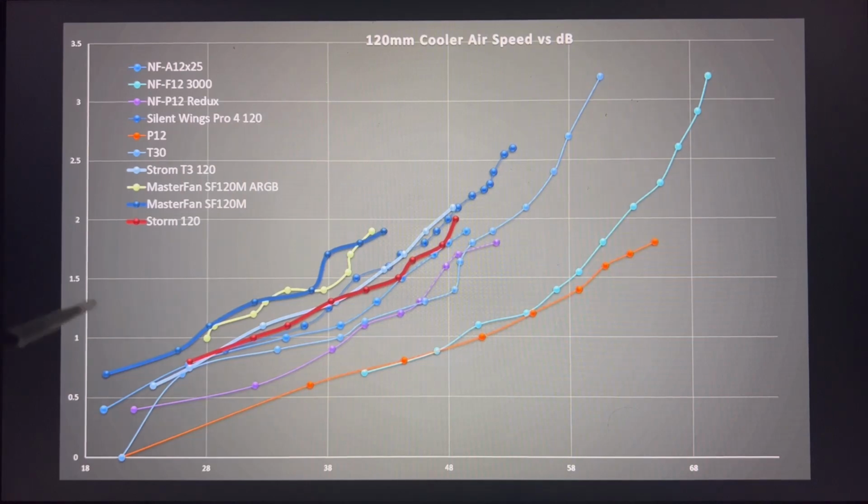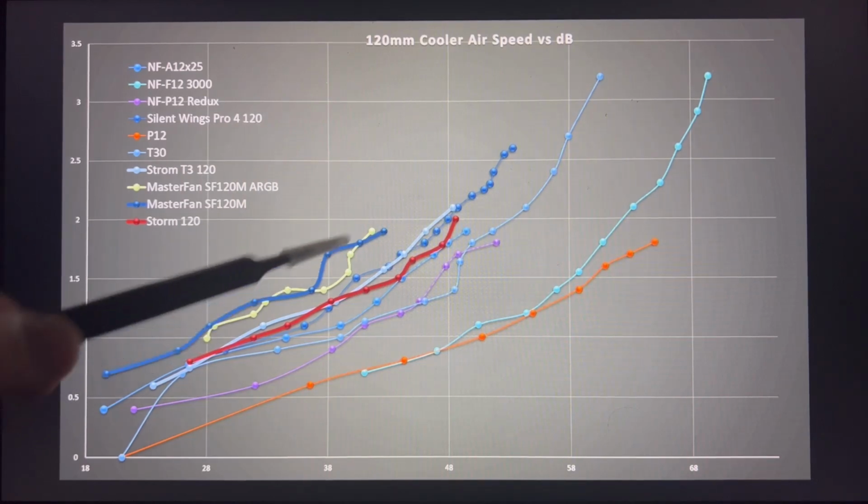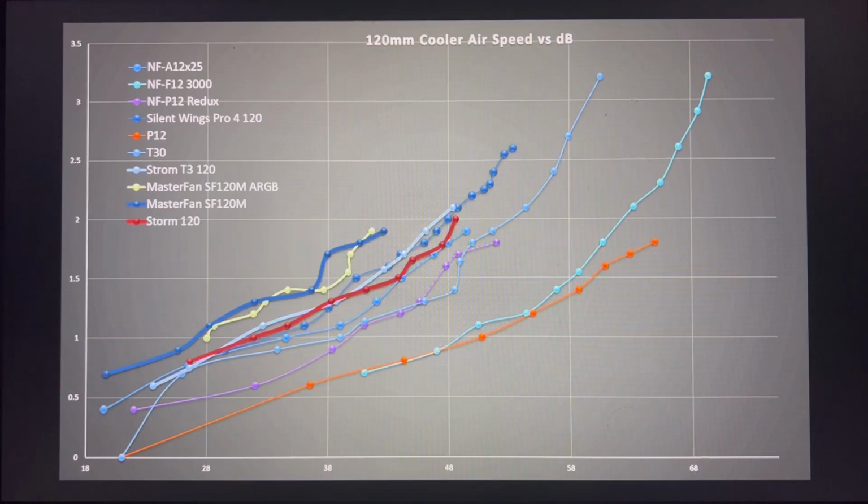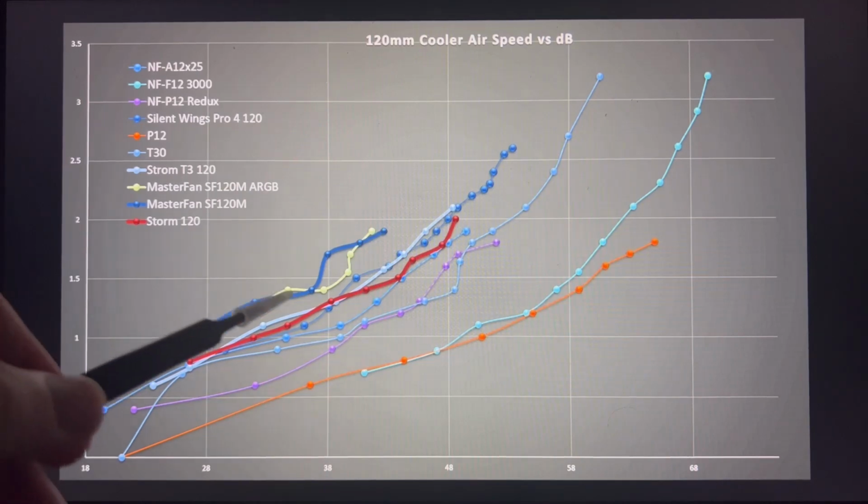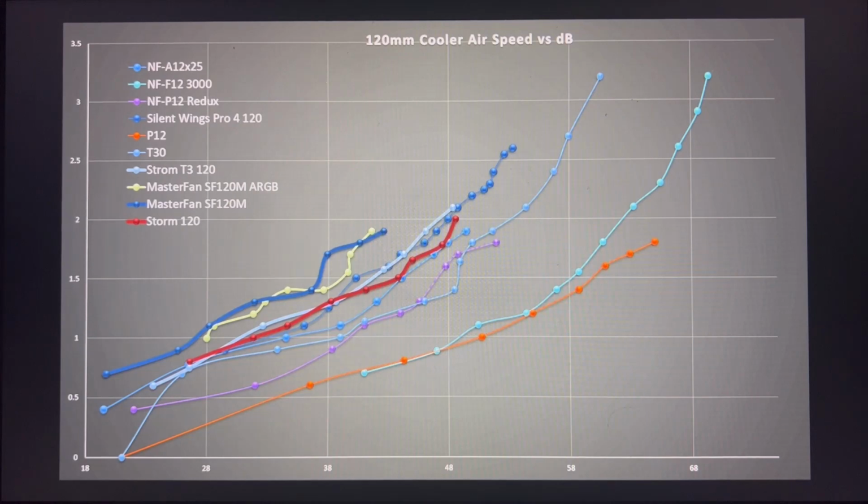And what do we see? Well, the Masterfan SF120M is right here, this dark blue line, and it is a very good performing fan in this graph. It just does very well in these noise results. I did highlight the RGB version just as a comparison point. They are similar, and that is kind of the margin of error. If I got enough of these fans and tested to infinity, they'd all average out to something, probably between these two.